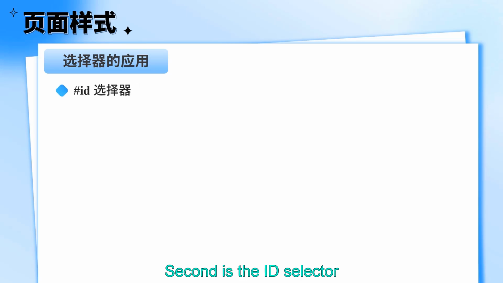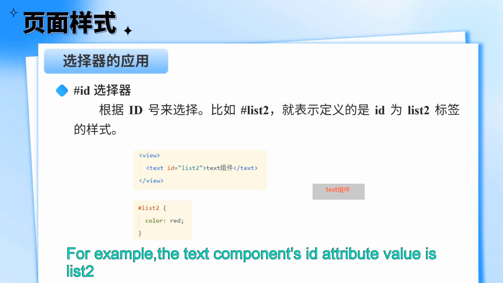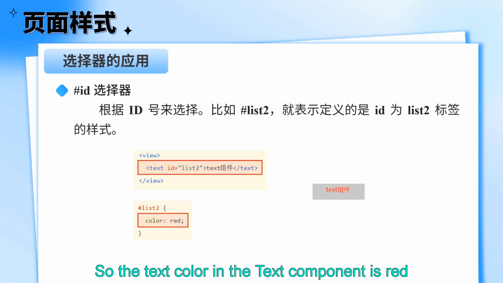Second is the ID selector. It selects based on the component's ID attribute. For example, the text component's ID attribute value is list2. List2 style sets the color to red. So the text color in the text component is red.